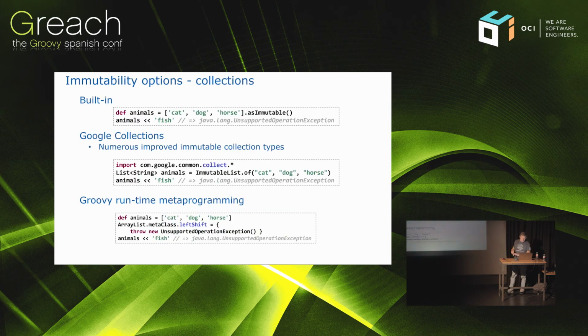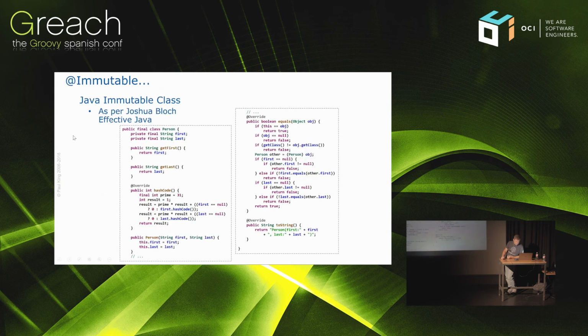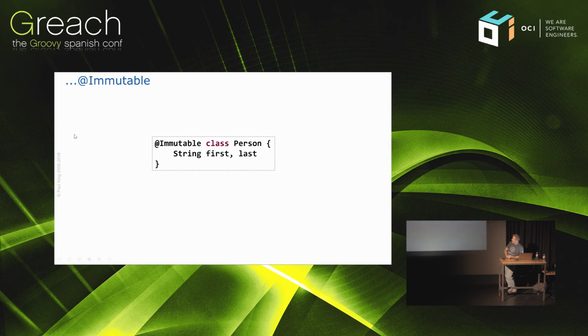Groovy lets you do an as immutable call on collections. Guava and other libraries have got various immutable collections. You can use metaprogramming to stop mutating going on. So there's a lot of different things you can do. You can use the immutable annotation for your own domain classes to make them immutable. So there's a lot of things that you can do, and I'd encourage you to do that.